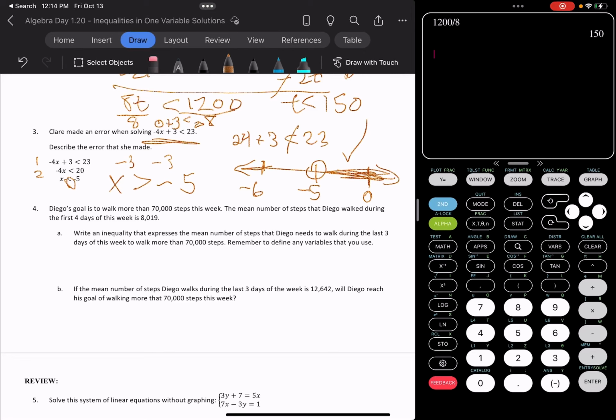This side does not work. All right, let's go ahead and take a look at the next one.